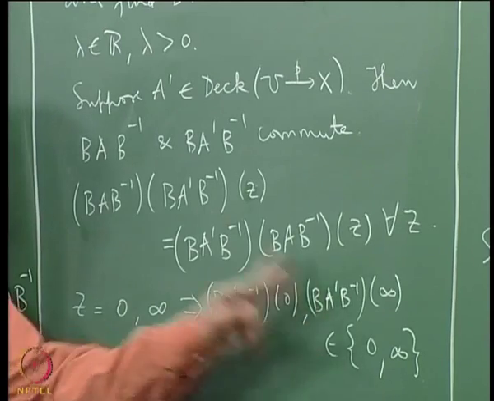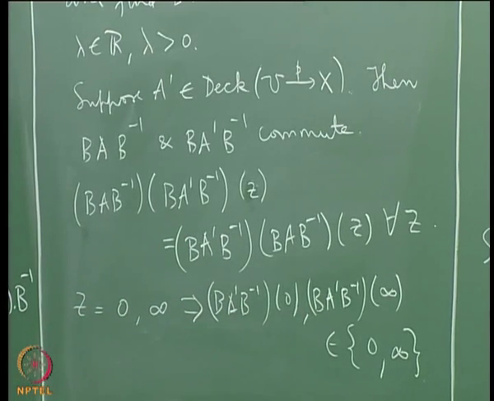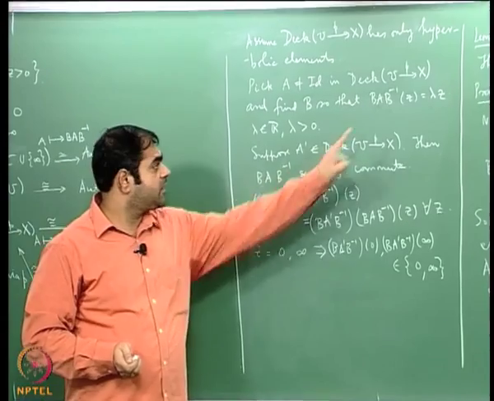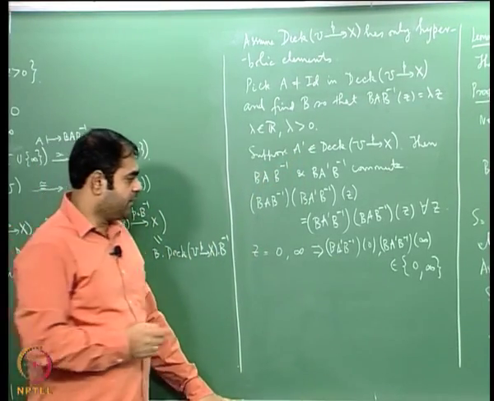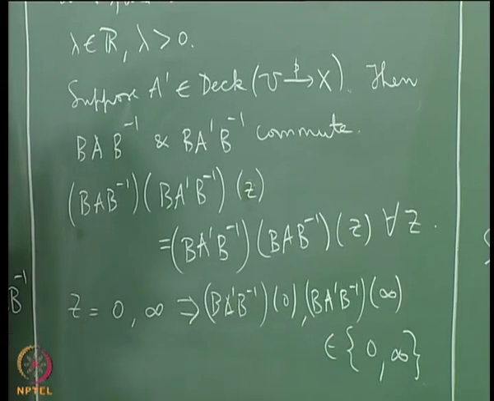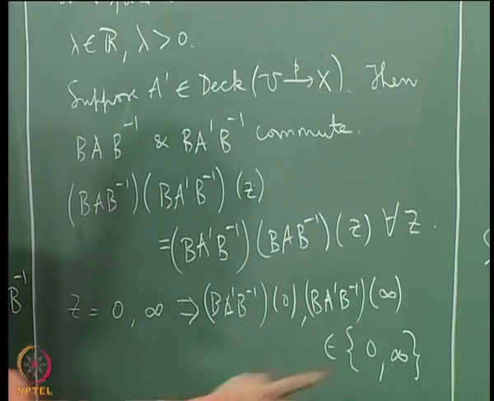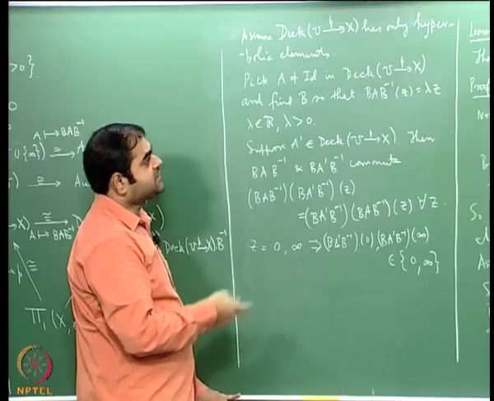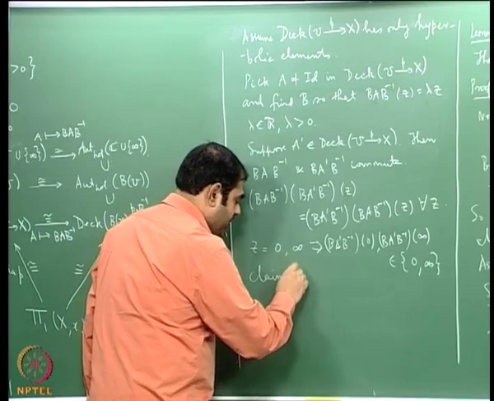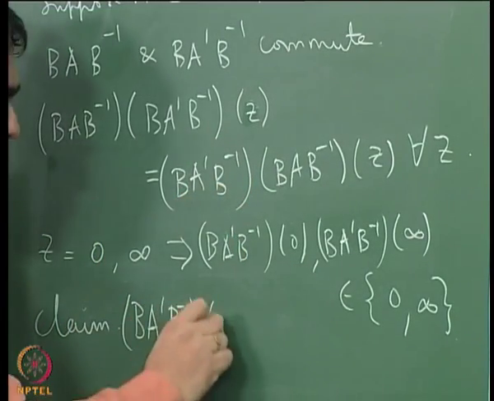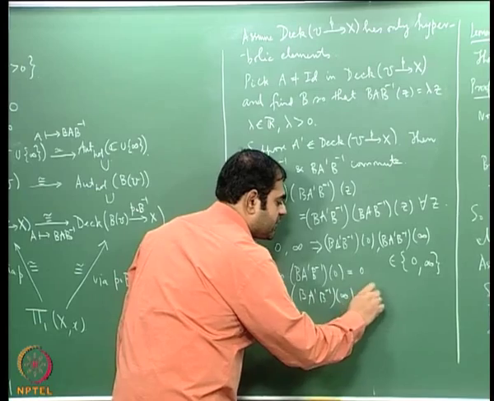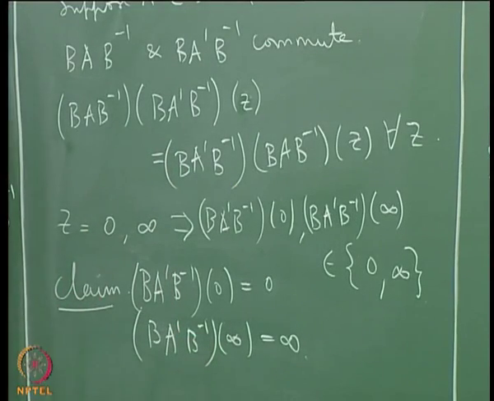Notice that these two are going to be fixed points for B A B inverse, and B A B inverse has precisely two fixed points. A Moebius transformation cannot have more than two fixed points. Those two fixed points are 0 and infinity because of this form that we have assumed, right. So now we claim the obvious, that B A prime B inverse of 0 is actually 0, and B A prime B inverse of infinity is actually infinity and not the other way around. That is where we use the fact that A prime is actually hyperbolic, okay. So the claim is B A prime B inverse of 0 equals 0, and B A prime B inverse of infinity is equal to infinity, okay. This is the claim, right.